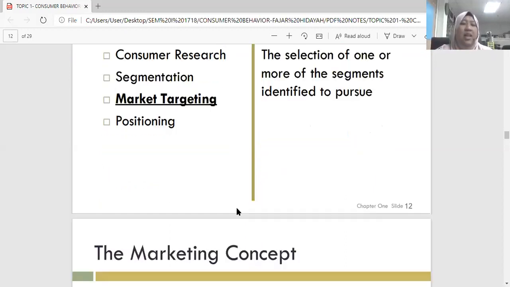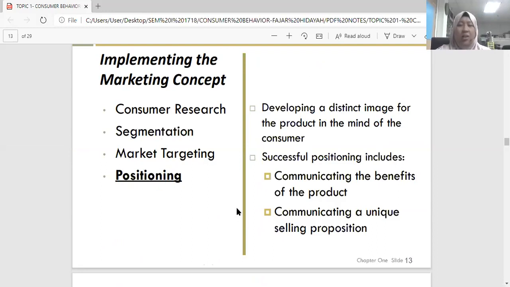All right, and then the next one we have positioning. Positioning is very simple. What you have to understand is what you actually position for. In here they said developing a distinct image for the product in the mind of the consumer. So when you position something, remember that your positioning words, brand, image, anything, will make the customer remember the product or the services in heart and also mind.